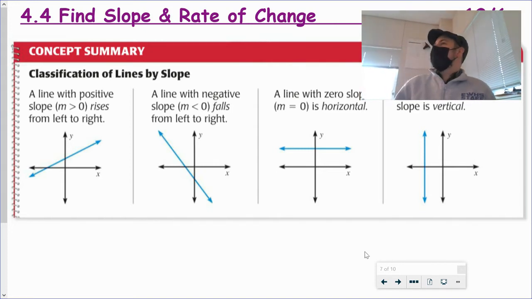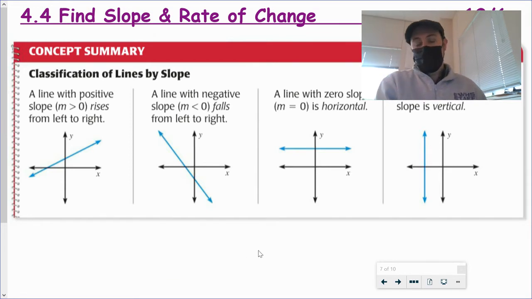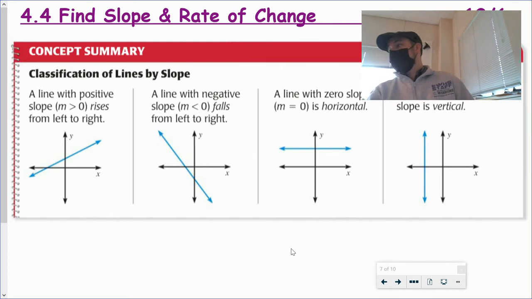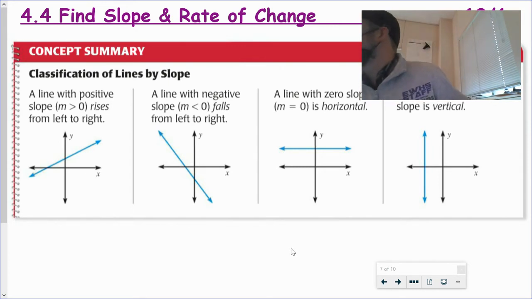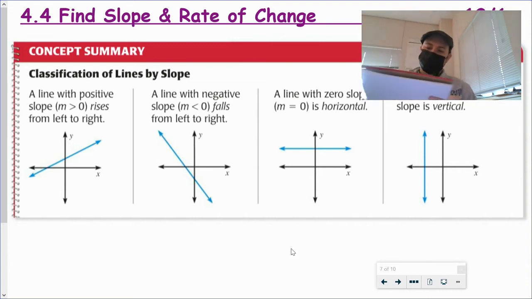Were there any questions on any of these before we move forward? Ryder, was that a question? So what we're going to do now, Ilota. Yeah, y2 minus y1 over x2 minus x1.